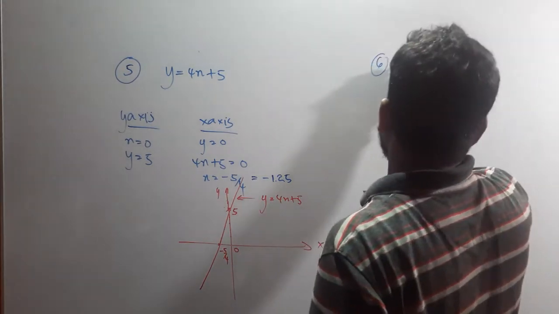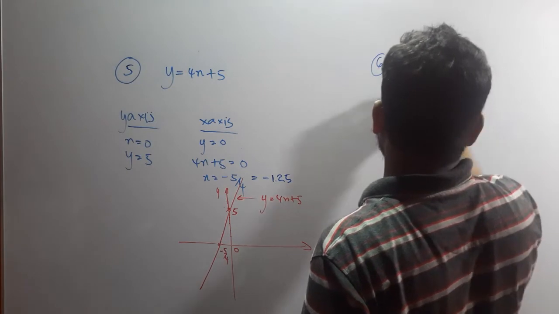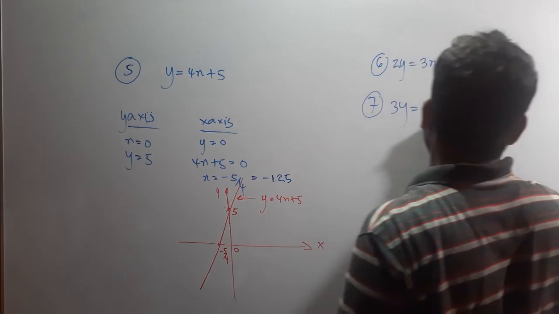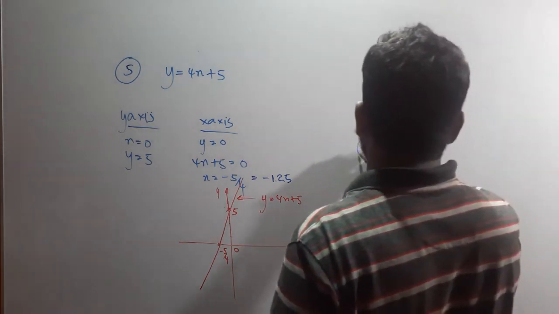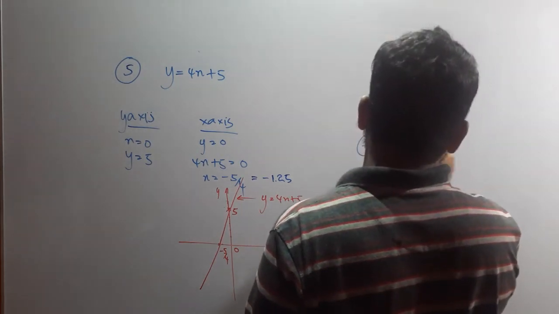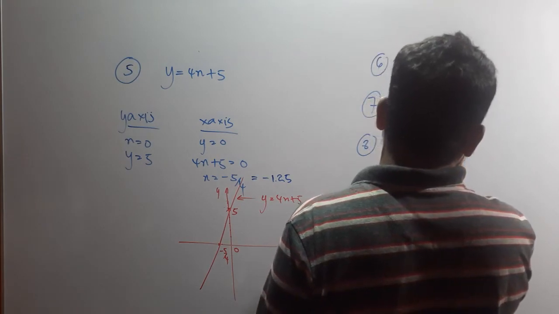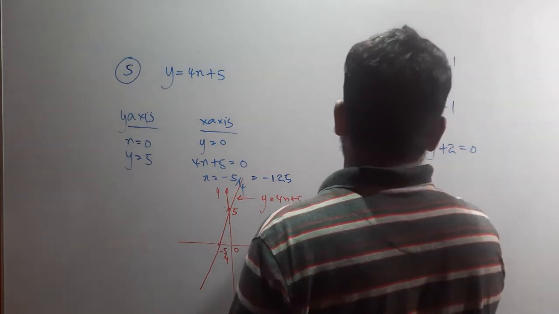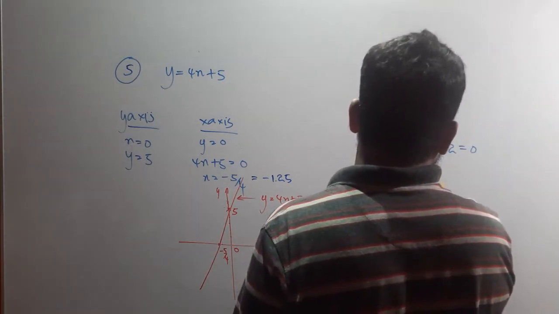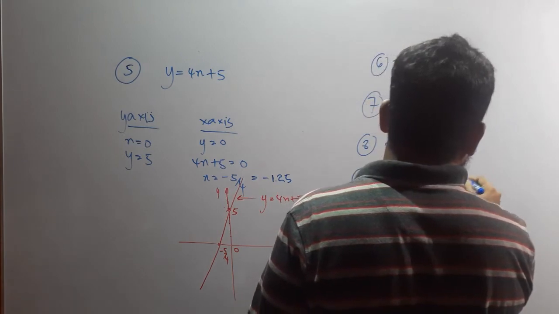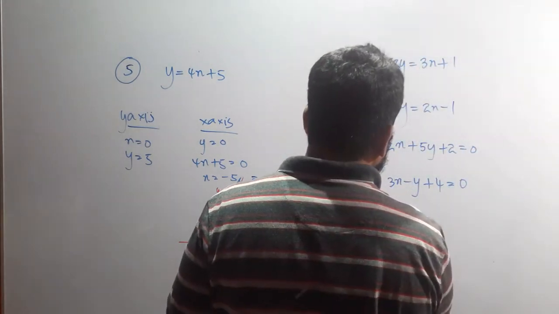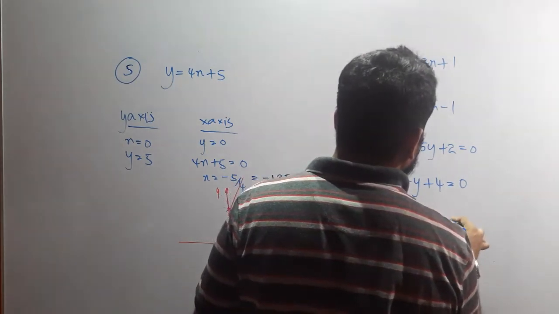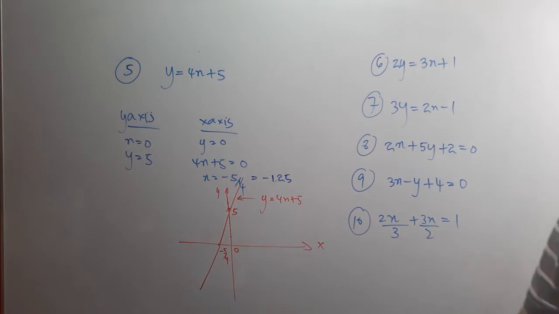Sixth, 2y equals 3x plus 1. Seventh, 3y equals 2x minus 1. Eighth, 2x plus 5y plus 2 equals 0. Ninth, 3x minus y plus 4 equals 0. Tenth, 2x upon 3 plus 3x upon 2 equals 1. Keep doing. So let's start.